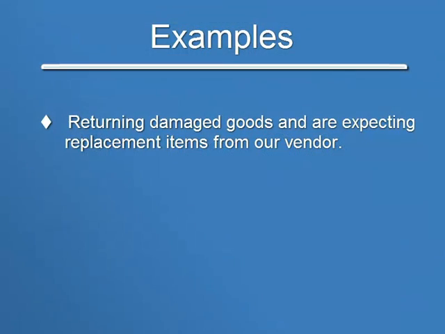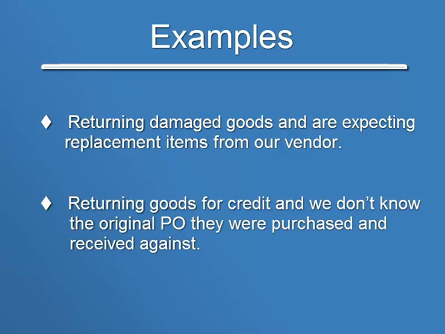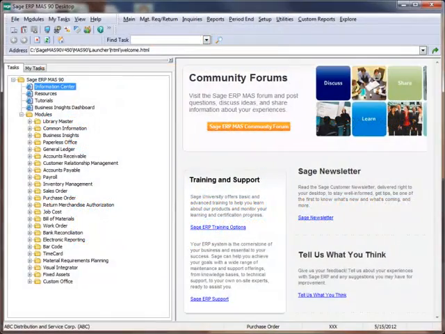In our first example, we'll be returning damaged goods and are expecting replacement items from our vendor. This example assumes the PO which the goods were received from has not been purged from history. For our second example, we'll be returning goods for credit, and we don't know the original PO they were purchased and received against. So now let's jump right in and get started with the first example.